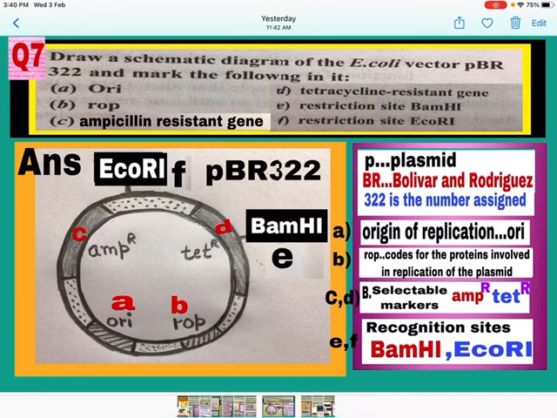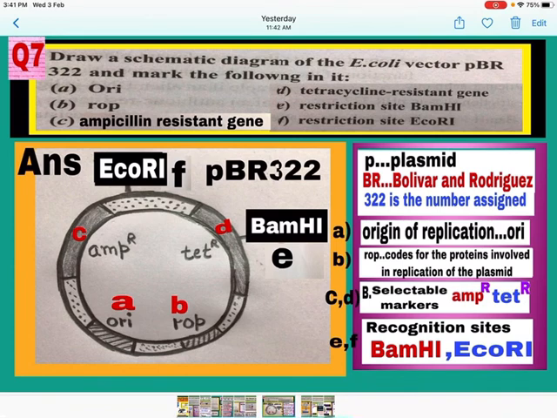Marking C and D in diagram. C is ampicillin resistant gene and D is tetracycline resistant gene, and these 2 are selectable markers. Note important point about selectable marker. They are used to identify and eliminate non-transformants and permit the growth of transformants.